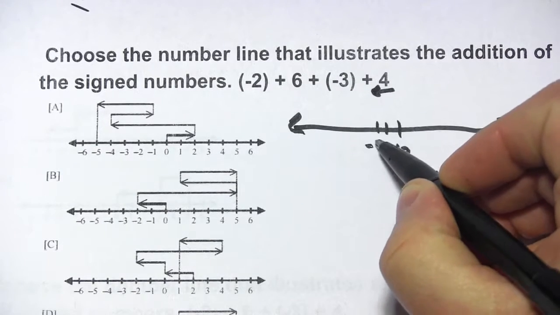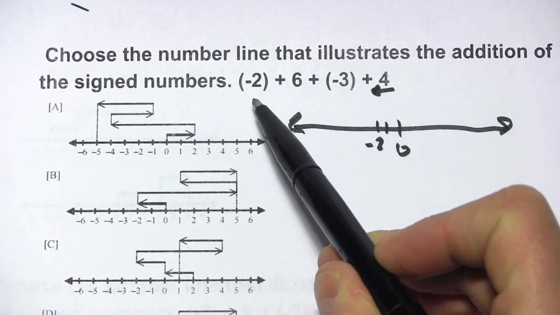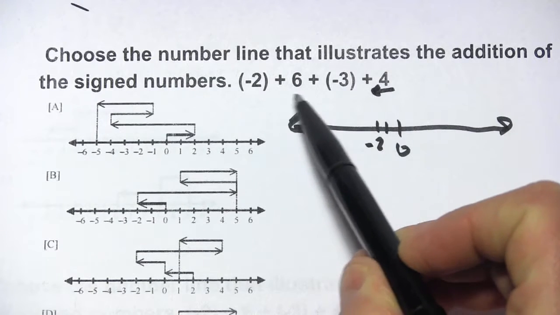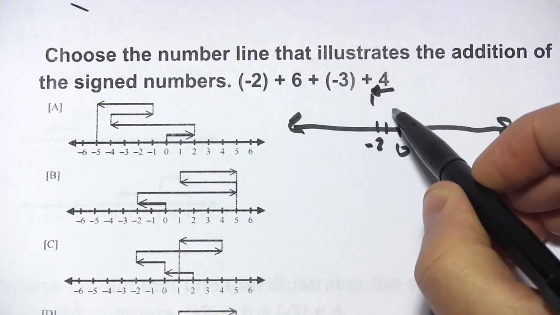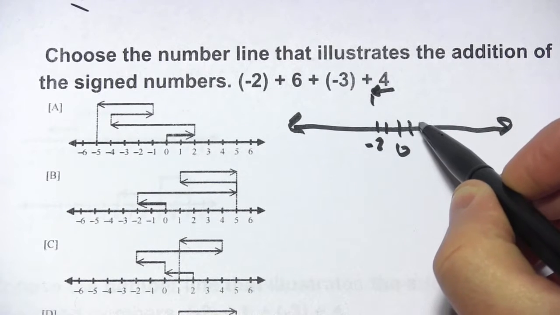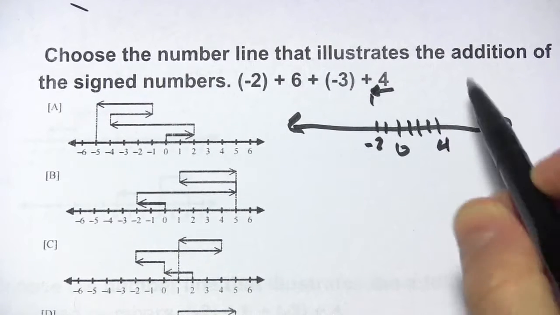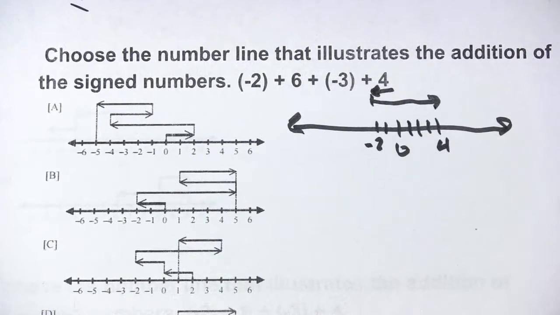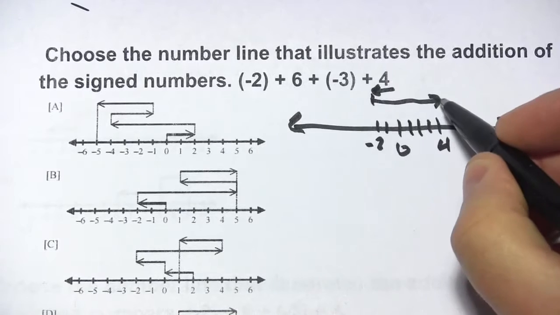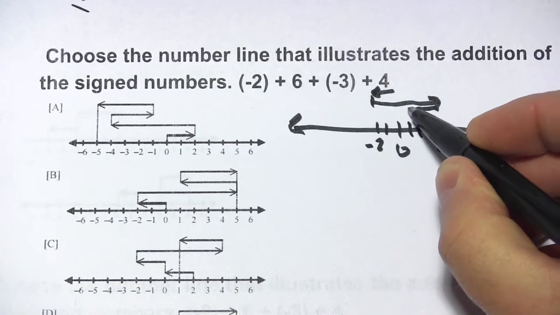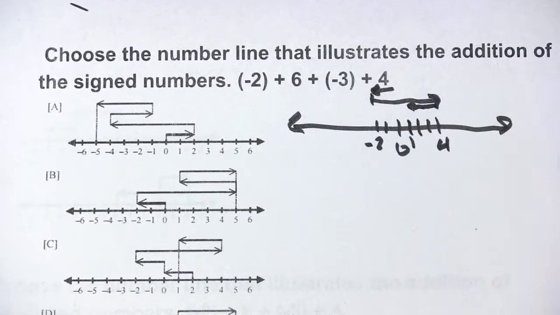So there's -2. Then, looks like we go up 6. So this is plus 6. So we can do a little thing like that and go up 6. So 1, 2, 3, 4, 5, 6. That's going to leave us at 4. Then a plus a -3. Now we're going to go down 3. So down 3, that's going to put us at 1.